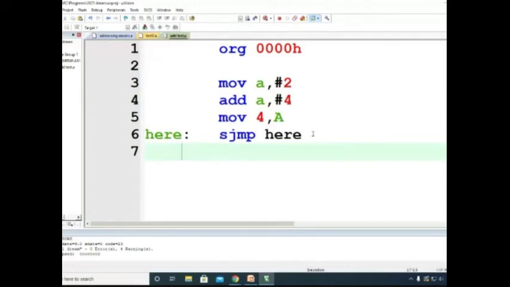So to make it a while loop, it has to run forever. That's why the short jump is here. This is the label short jump here. So the program execution keeps on executing the 6th line, because once the addition is over, it has to stop. So to stop this, it is working like this.